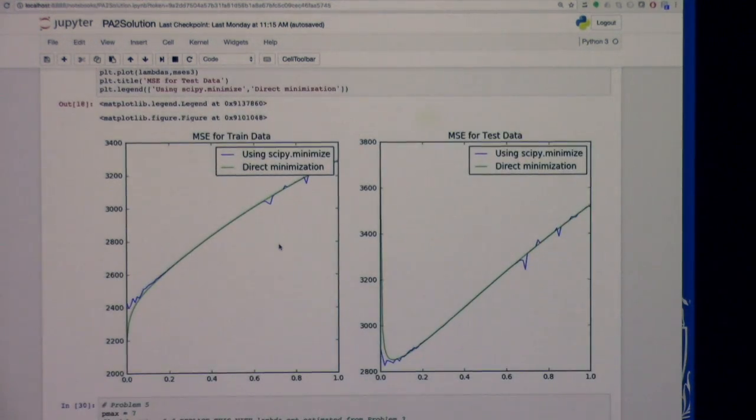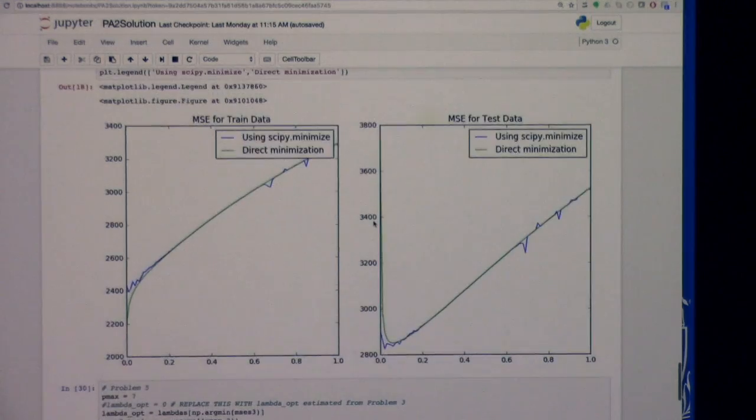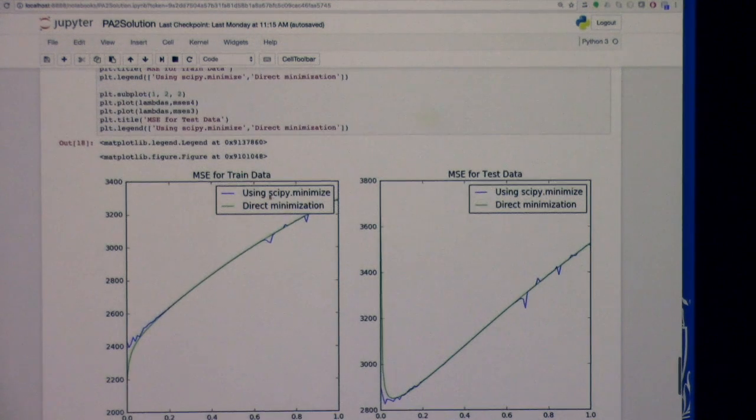Problem 4 was just simple, just using minimize instead of this. One thing that you can notice here is that when you do minimize and you only let the minimizer run for 20 iterations, then you get a little irregular curve, not as smooth as what you get from a direct minimization. However, if you increase the number of iterations, you must have seen that you would be able to smooth it more.